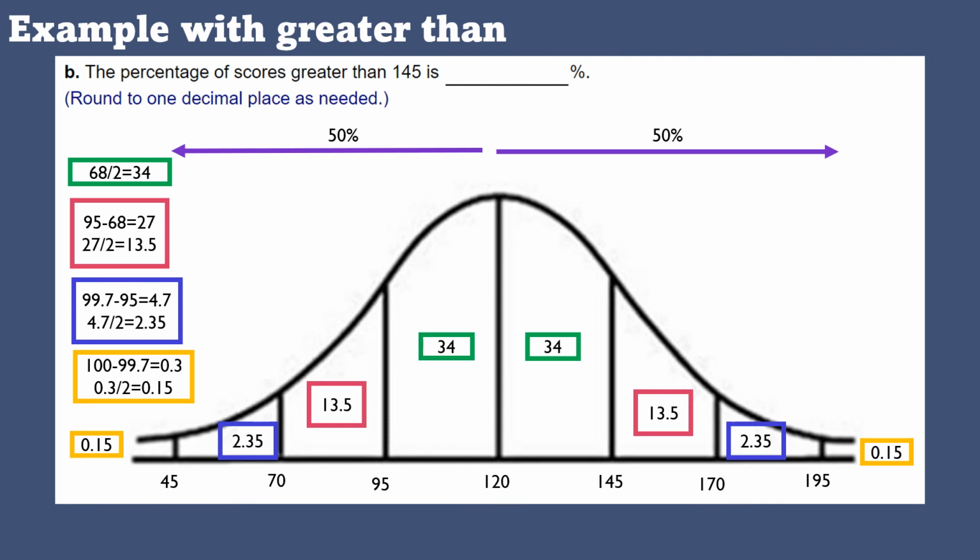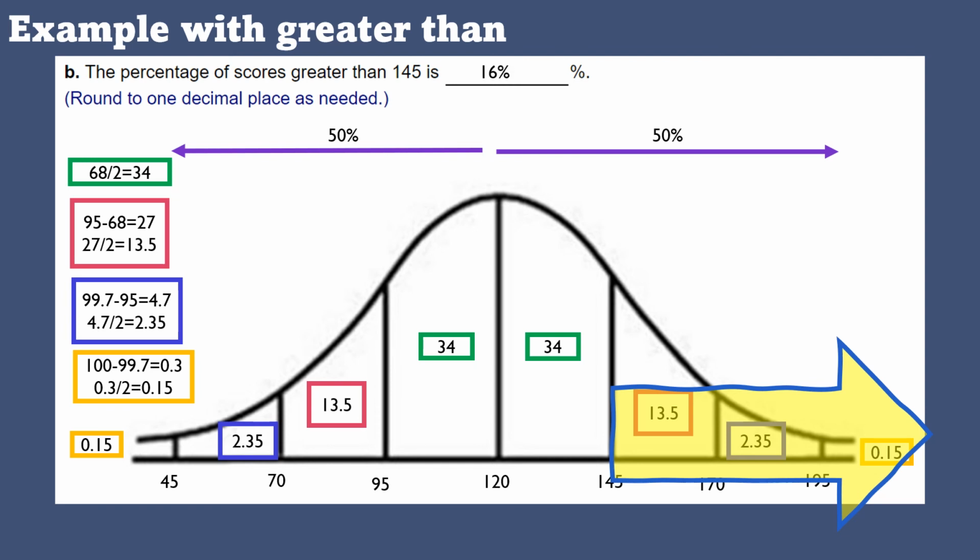The percentage of scores greater than 145. If we look at 145, we can then look for all the sections that are greater than 145. And now we can add them up: 13.5, 2.35, and 0.15. If we add them all up, we get 16%. Now we could have taken that 50% and subtracted 34. So there are other ways we could have done it if you wanted to avoid the decimals.